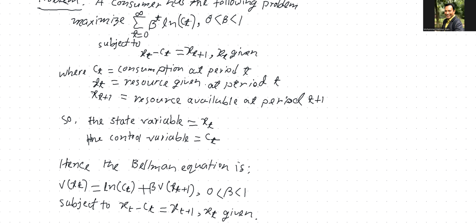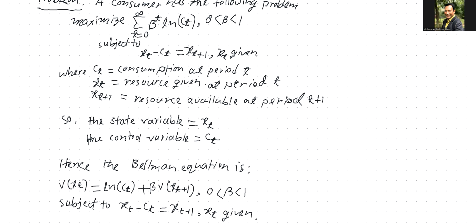And the control variable, which is also called the choice variable, is the variable that the consumer chooses to maximize his or her utility. So in this case, the utility function is ln of c sub t, the natural log of c sub t. So now if we want to write this Bellman equation, we have to consider these two variables.